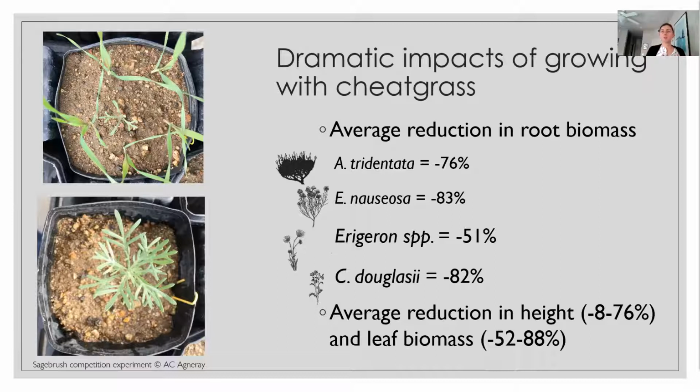While we couldn't perfectly recreate field conditions in the greenhouse, we could confidently say that these native plants were really suffering when they were planted with cheatgrass. Every single species that we tested suffered a major reduction in biomass, both above and below ground, and in their overall height. Some species were reduced over 80% when planted with cheatgrass, and that's only if they survived.